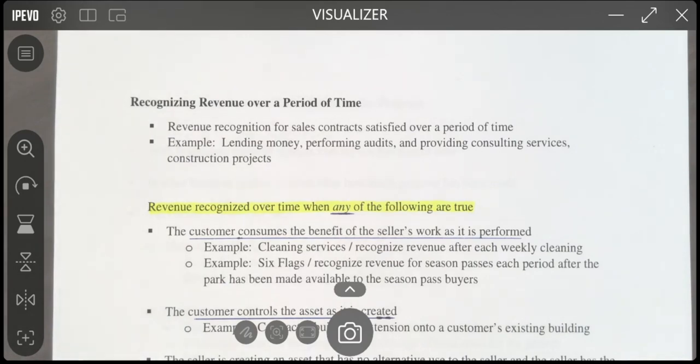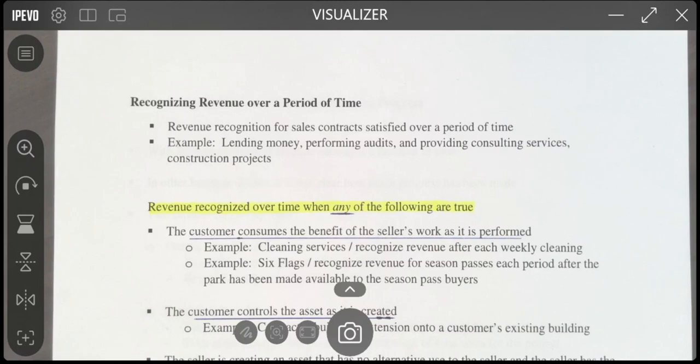Welcome to a video on recognizing revenue over a period of time. Remember in the last video, the company Peloton delivered the equipment, and that was the fulfillment of the performance obligation. So at that single point in time, when they delivered the equipment, they recognized revenue. Let's look at another aspect of the business of Peloton.